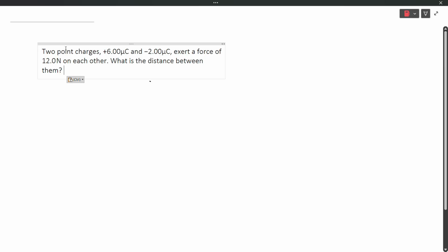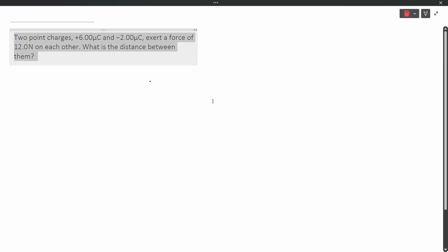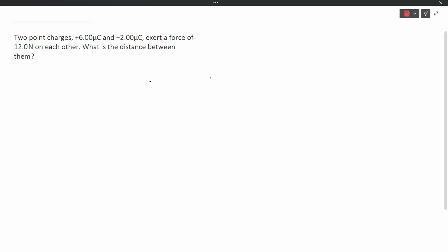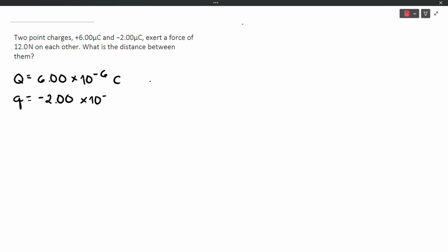Okay, so we have 2-point charges, positive 6 microcoulomb and negative 2 microcoulomb exert a force of 12 Newton on each other. What is the distance between them? This time, what we're going to solve is R. So, listing our given values, Q, or the first charge is 6.00 times 10 raised to negative 6 Coulomb. The second charge, Q, is equal to negative 2.00 times 10 raised to negative 6 Coulomb. And then the electrostatic force between them is 12.0 newtons.